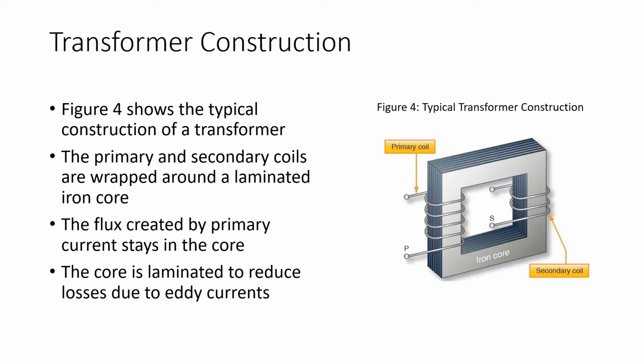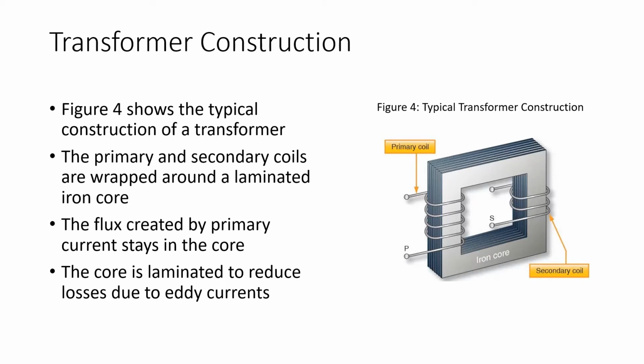Now, a transformer again is constructed with two coils placed such that the flux that is created by current flow through one coil induces a voltage in another coil. And the way this is done is that we wrap both the primary and secondary coils around a core, an iron core traditionally, as shown in Figure 4.